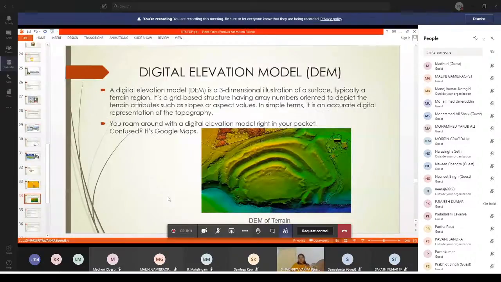You roam around with a digital elevation model right in your pocket. Got confused? It's nothing but how we are using the Google Maps in our phones. So in the image, you can see the digital elevation model of a terrain on the Earth's surface.